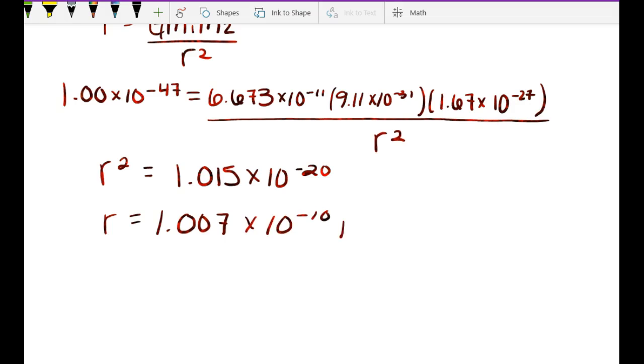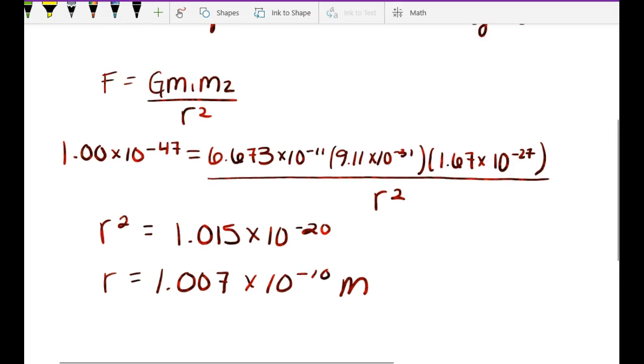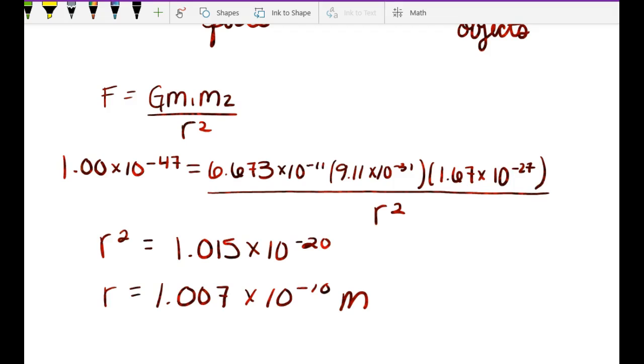So it's a very small distance apart, but again that makes sense because the force is teeny tiny and we're talking about two very small objects. So a radius that size is logical.